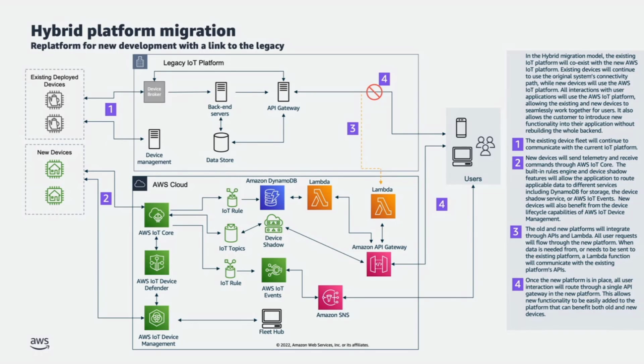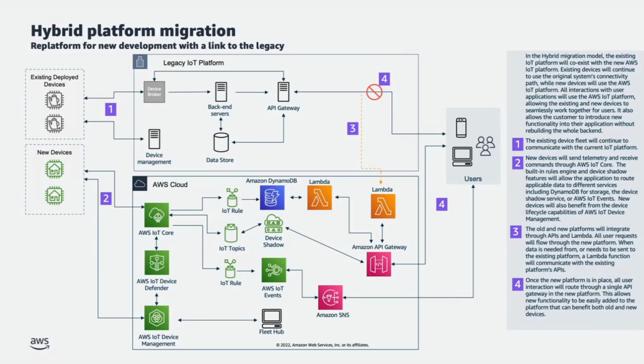But any of the new devices that are connected there, number two, are going to be sending some kind of telemetry data and commands to IoT Core, which is shown there. And behind IoT Core, you have things like the rules engine, which can send the data based on specific rules to maybe a DynamoDB database or some Lambda functions that take action upon that data. You can use Device Shadow to store that data and to have other services read from it. For example, you have the Amazon API Gateway reading from that Device Shadow.